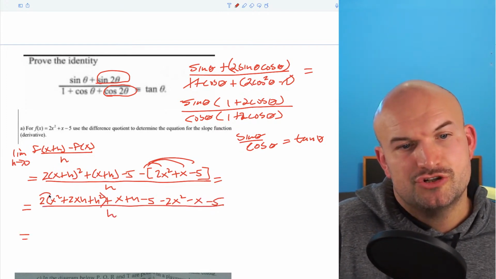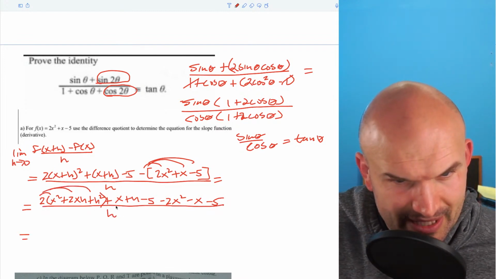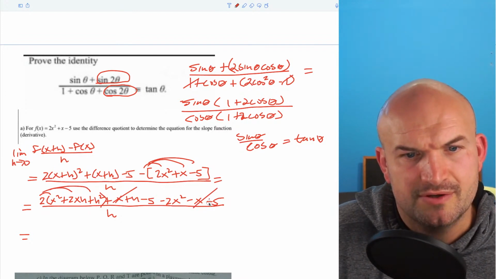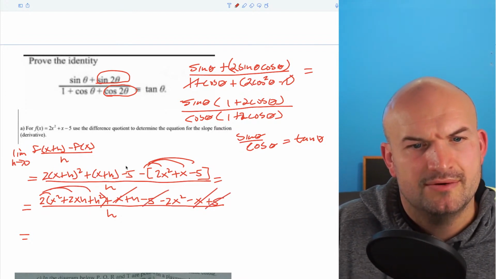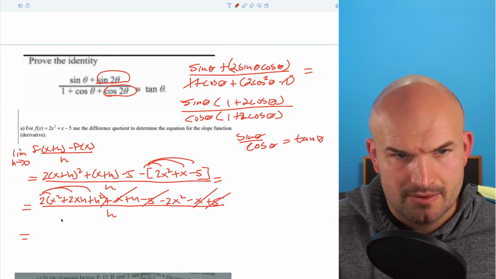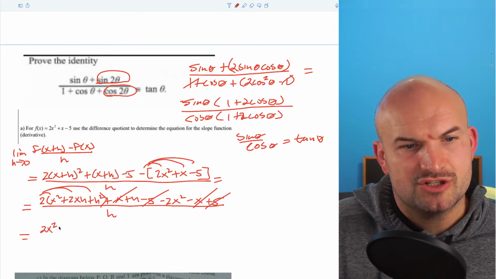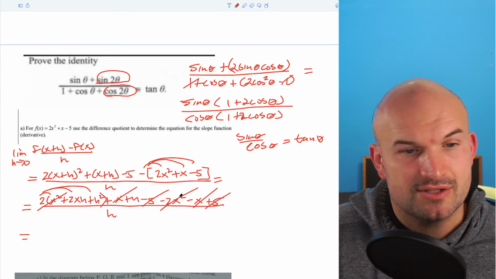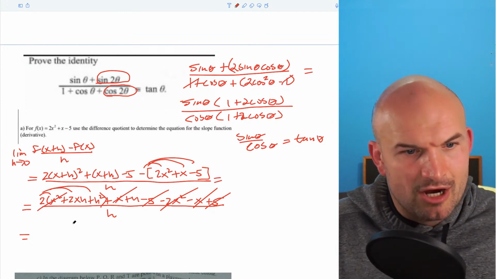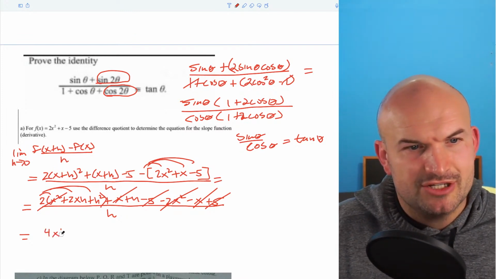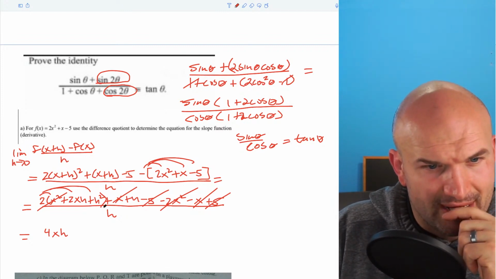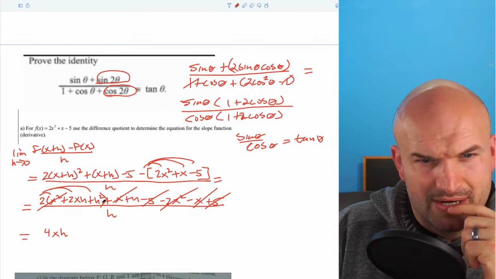Now let's distribute this. What can we cancel out? Yeah, we can get rid of the x's here, and the 5s, so those are going to divide out. Actually, let's just forget that. The 2x squareds are going to divide out, and then I'll be left with a 4xh, and then my 2h squared plus h.